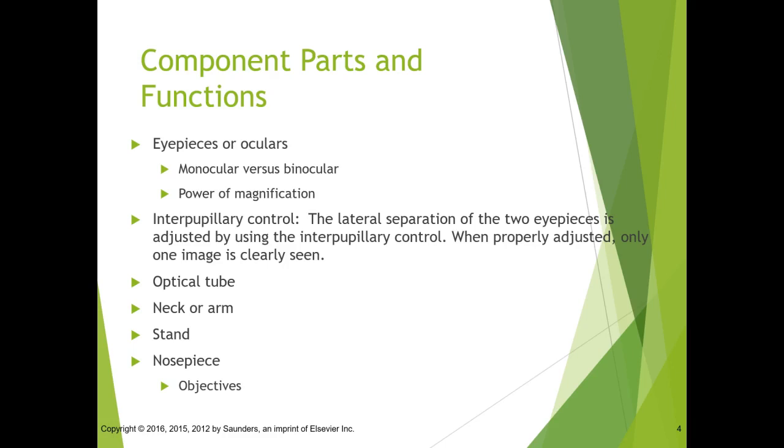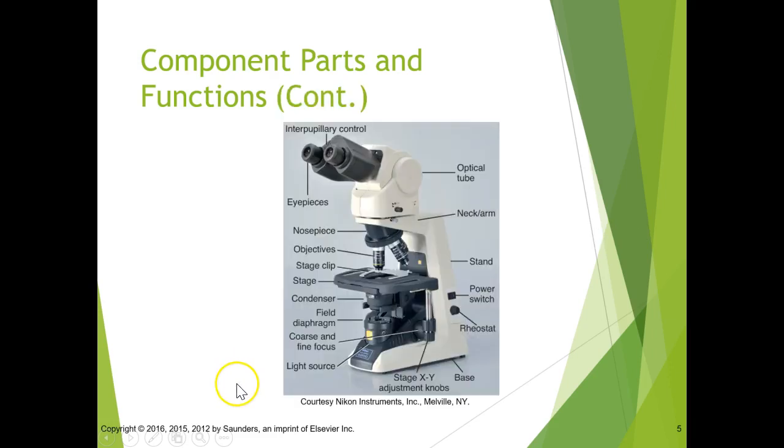So what this means is if you've got eyes further apart, you can pull them further apart. If your eyes are closer together, you can push them closer together. As you can imagine, this is incredibly important because not everybody's face is the same size. So you will be able to move those in and out, okay? There's an optical tube that you'll see runs from the oculars down towards the objectives. You've got a neck or arm you can hold onto, a stand, and a nose piece that houses the objectives.